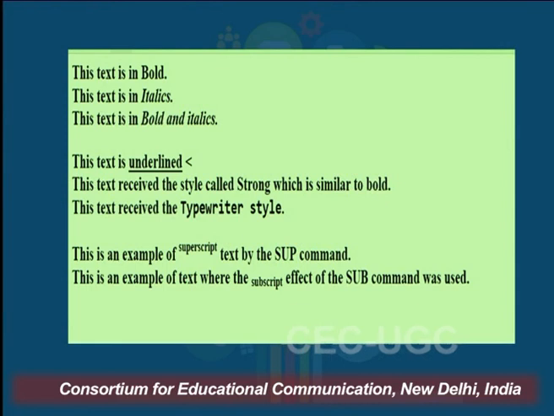Now these are the effects of the different tags that we use in formatting. We use the B tag for bold, the I tag for italic, and the U tag for underline.